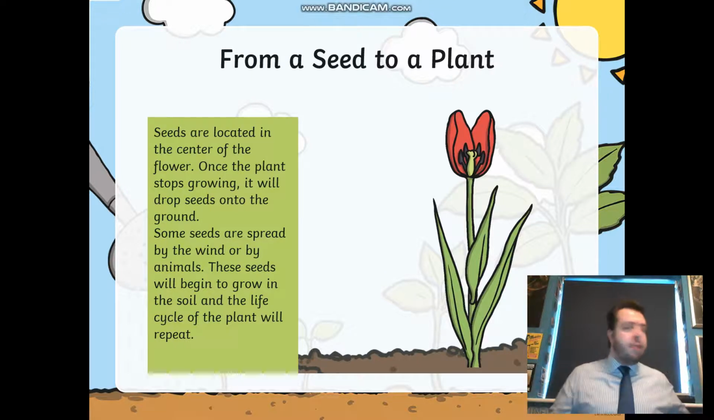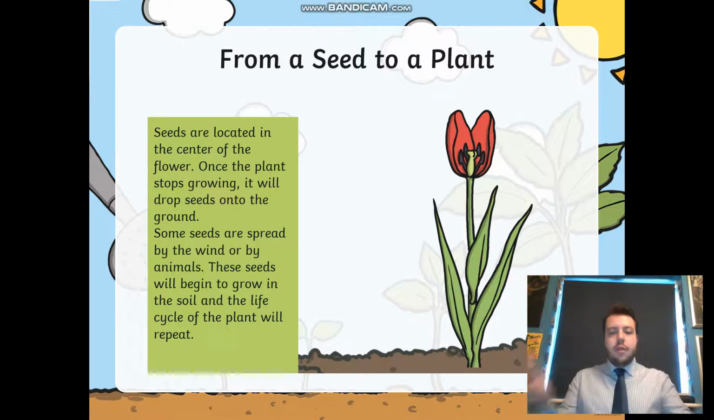Once that plant has stopped growing and the plant will die, those seeds will then drop onto the ground. Seeds might be spread by wind or rain or animals, but then these seeds will go into the soil, they will start to extend their roots, and that life cycle of the plant will start to repeat once again. So the seeds from the plant are found within the flower. If you have a look there in the diagram, you can see just in that center of the plant, that is where the seeds are kept.